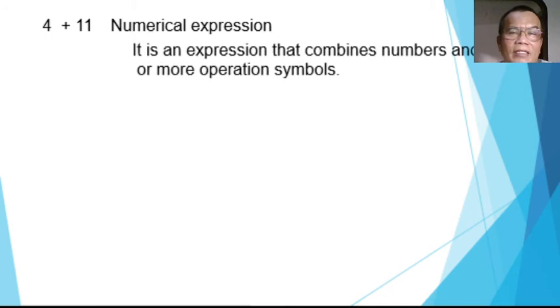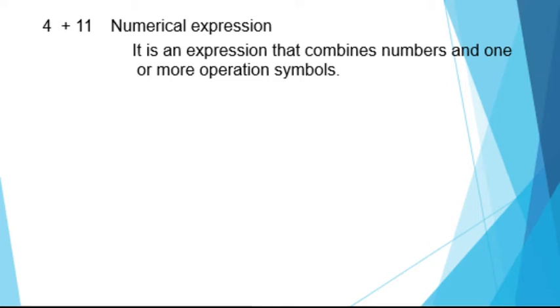Okay, another. You have 4 plus 11. What can you say about 4 plus 11? So 4 plus 11 is a numerical expression. And what is a numerical expression? It is an expression that combines numbers and one or more operation symbols. Take note, numerical expression.